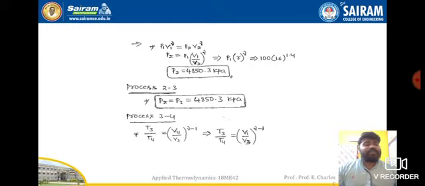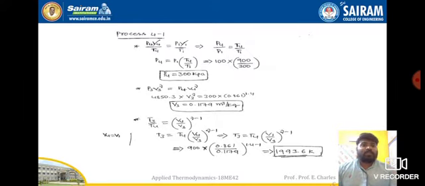The same equation we have used between 1 to 2 will be applicable in this process also. So for process 3 to 4, T3 by T4 is equal to (V4 by V3) whole to the power of gamma minus 1. With the help of this equation we can find T3, but before that we don't know what P4 is.